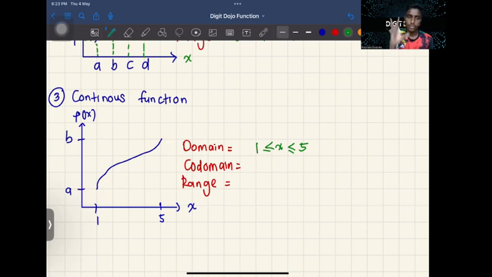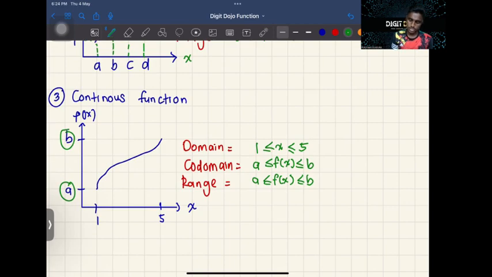And for codomain, we know the range, which is f(x) more than or equal to a, less than or equal to b. That's the codomain's range, because the codomain is in between this range, so we need to put more than or equal to a, less than or equal to b. Done. And for range, we just follow the codomain, which is f(x) more than or equal to a, less than or equal to b. It's the same thing. This is for continuous function.